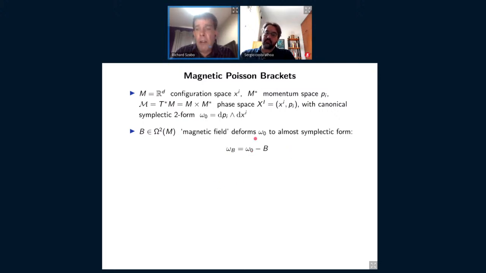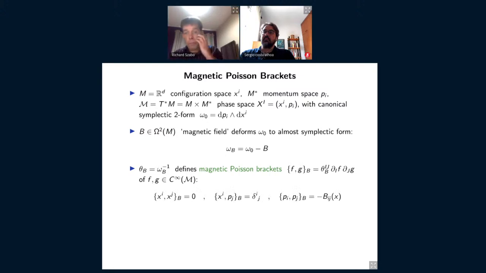That two-form is non-degenerate, but it's not necessarily closed anymore. In fact, it's closed if and only if the two-form B is closed. So it's something called an almost symplectic form, which means it's non-degenerate, but not necessarily closed. If you invert this, you get a bivector, and that bivector defines a set of brackets that I'm going to call magnetic Poisson brackets.